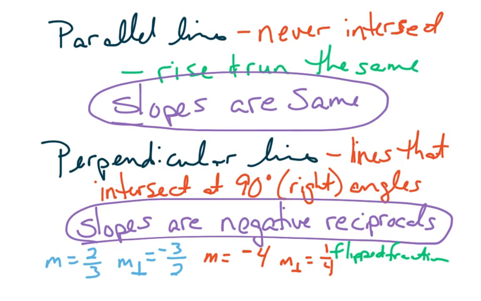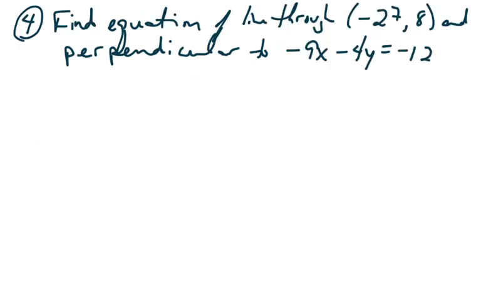Again, they're going to give us a problem like this next one. Find the equation of the line that goes through this point, (-2, 7/8), and is perpendicular to the line with the equation -9x - 4y = -12. So again, in order to write an equation of a line, I need a point and a slope, so I can use the point-slope form. Even if I was using the slope-intercept form, I still need to have a slope. No matter what, the first thing you're always looking for is a slope.